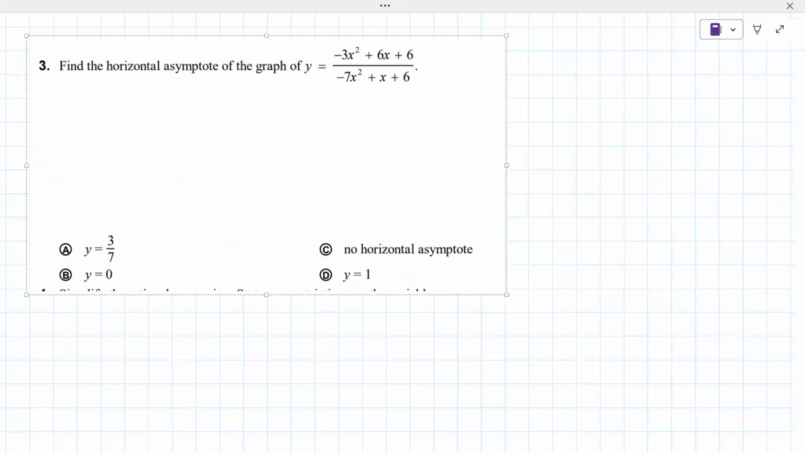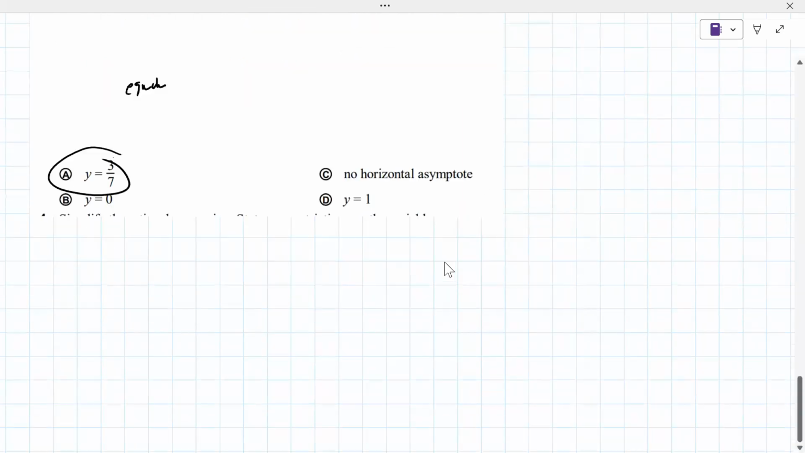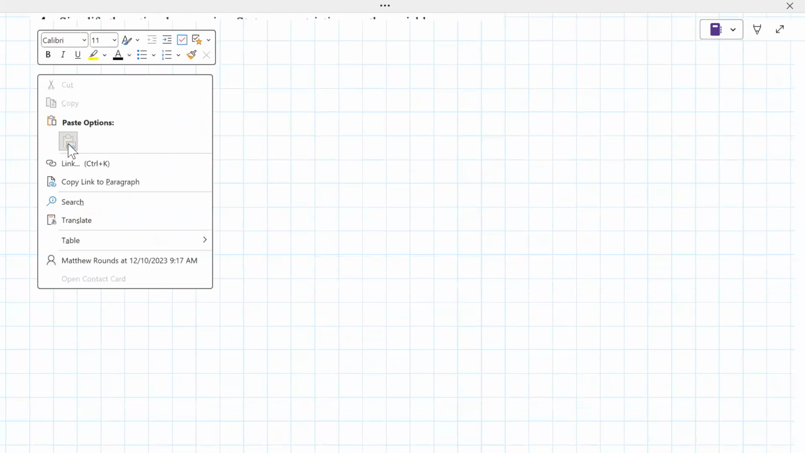All right, here is another problem for you to look at. Let's see if there's a horizontal asymptote. That's comparing the degree. Which one is on top? Would it just be 3/7? So it'd be A. It's an equation though. It has to be an equation, like y equals. Good.